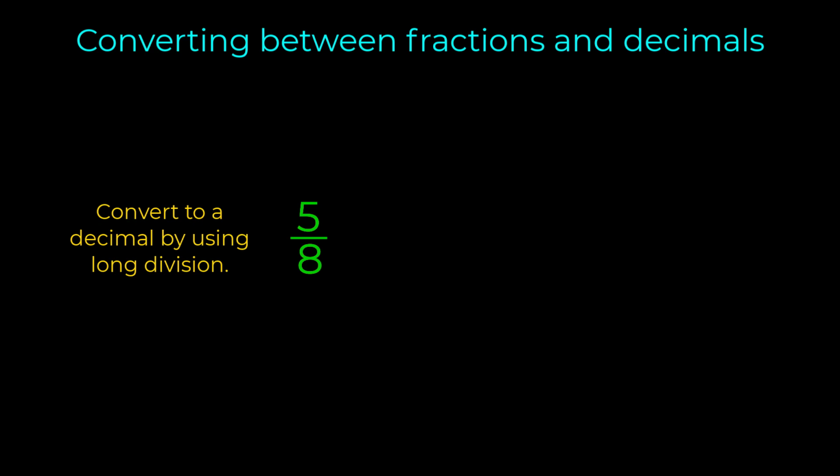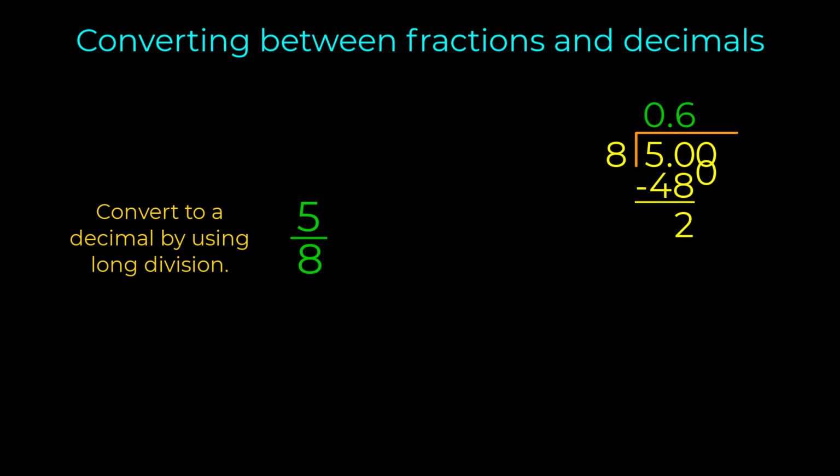Let's try it. First, set up the long division problem. 8 doesn't go into 5, so put a 0 in the ones place and add a decimal point and a 0 in the tenths place. 8 goes into 50 6 times. Put the 6 in the quotient. Don't forget the decimal point. 6 times 8 is 48. 50 minus 48 is 2.